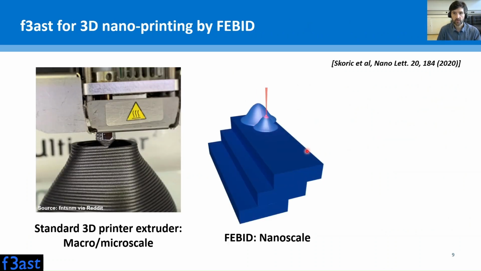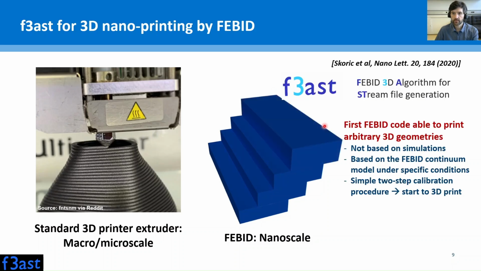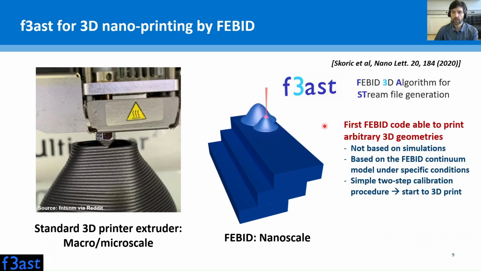With f3ast, we have followed a different approach, and what we want to do as a goal is to use the same method as a standard 3D printer extruder. So we want to grow complex geometries layer by layer, and thanks to Febit, we will be able to do this with nanoscale resolution. So f3ast is the first Febit code able to print arbitrary 3D geometries.